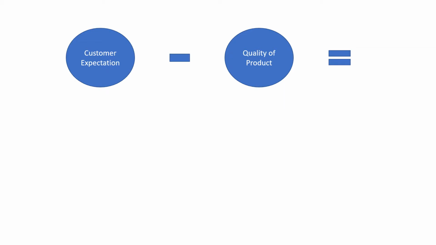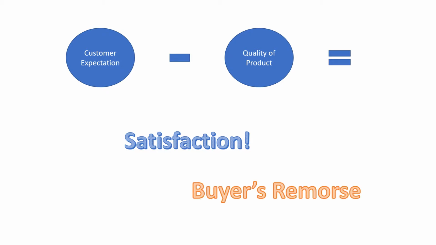If the product is better than expected or meets expectations, the customer will be satisfied. If the product falls short of expectations, there will be buyer's remorse. Satisfaction is the end game of marketing. We want to make our customers happy.